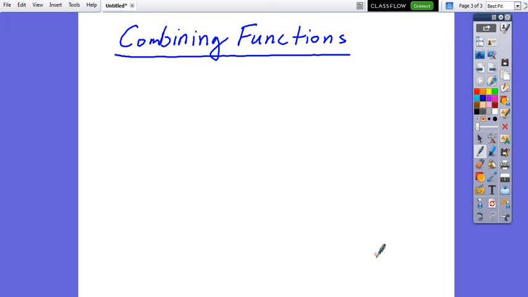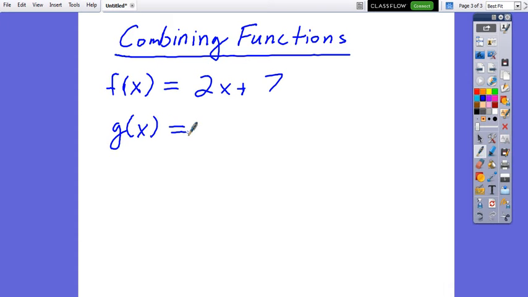Okay, here we are combining functions. For example, let's say that we have the function f of x equals 2x plus 7 and g of x equals x minus 8. There are lots of ways I can combine these functions.